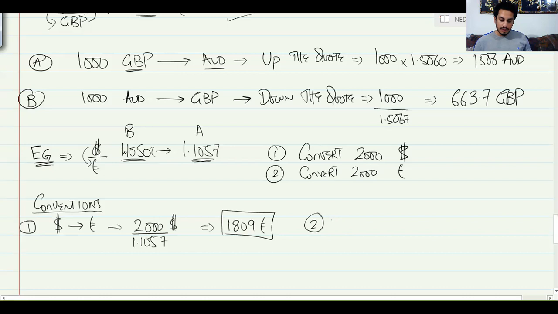Number two is converting 2000 euros to dollars. So in order to convert, I'm going up the code. So I take 2000 euros. As I'm going up the code, I need to multiply, and I have to use the bid. So bid is 1.1050. So the answer comes to 2000 euros multiplied by 1.1050, which is $2,210. I hope you got the same result, right?